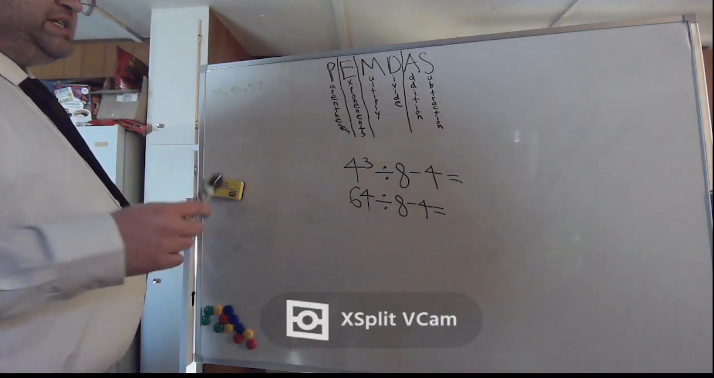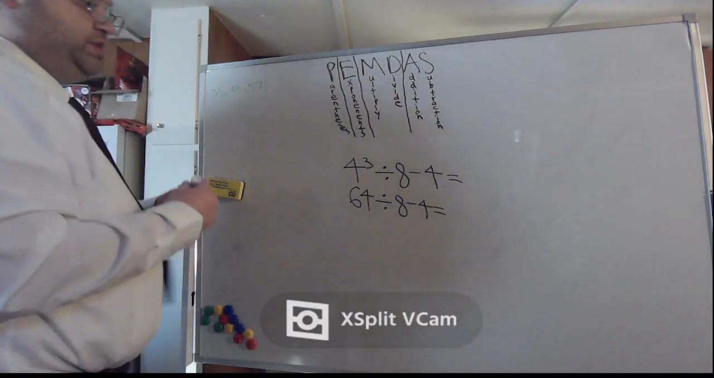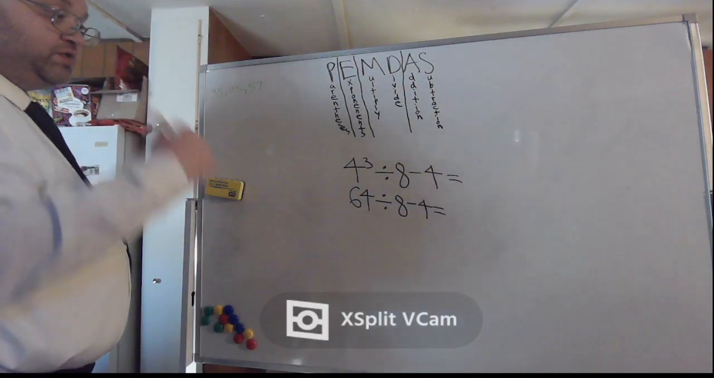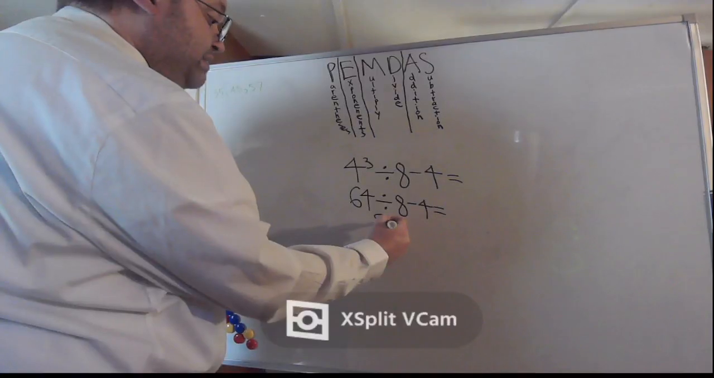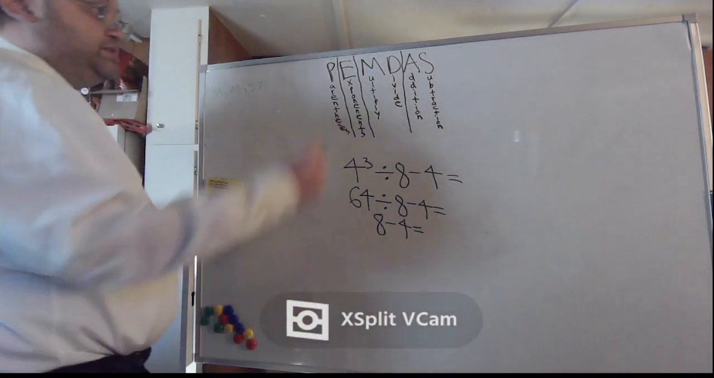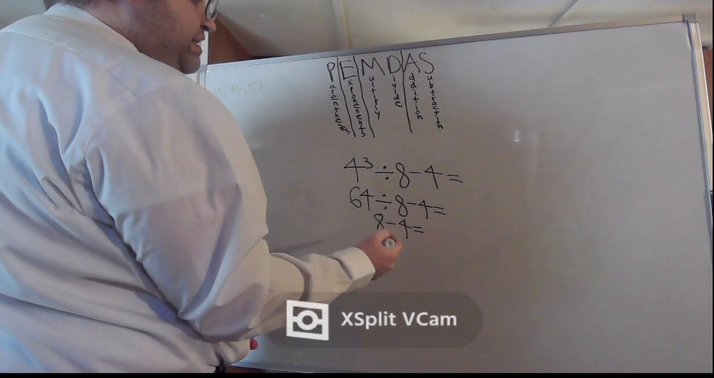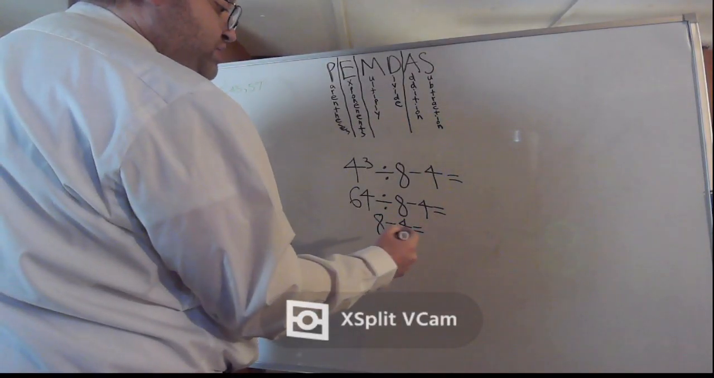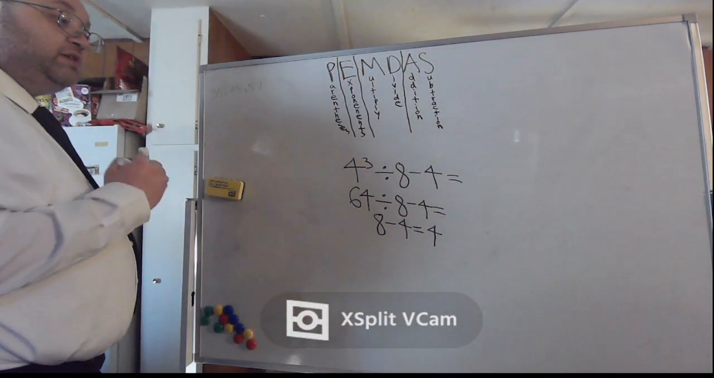Once we've solved for the exponent, we got no multiplication, but we do got division. So we'll solve for the division first. 64 divided by 8 is 8. Then we have the minus 4. Next we would do our subtraction, because we have no multiplication or division left and no addition, we got subtraction. So 8 minus 4 is 4. So 4 would be your final answer.